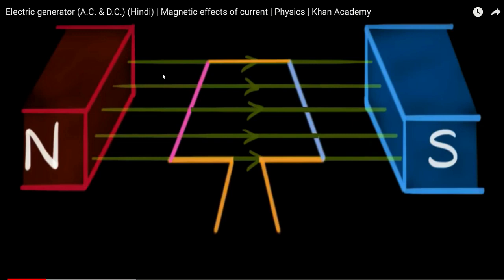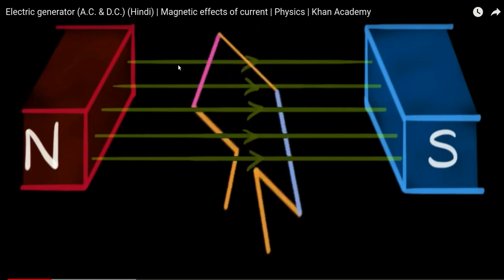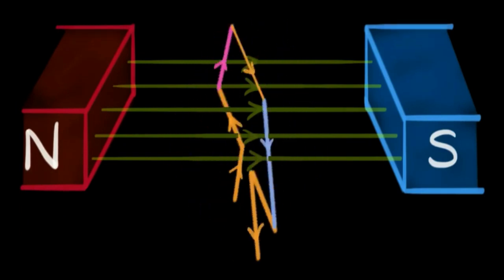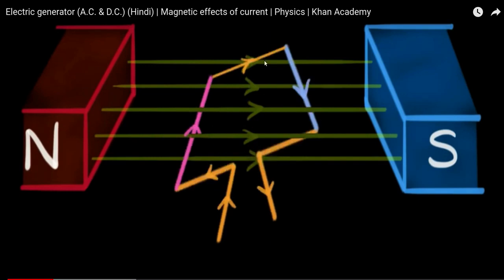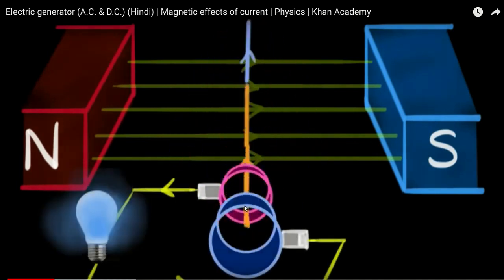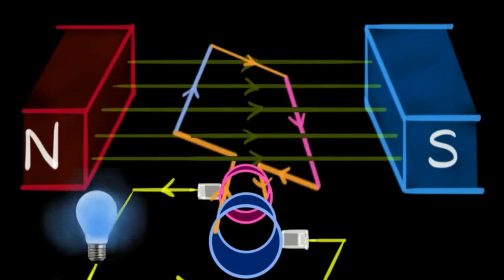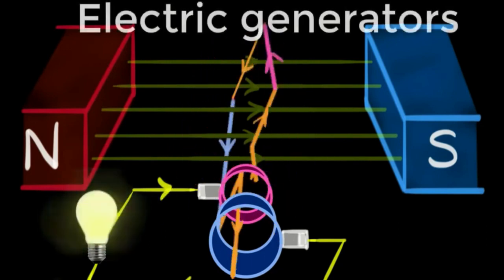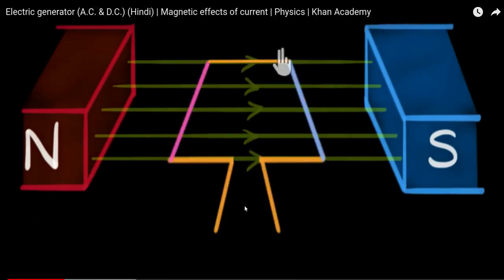So to generate the current, we are going to see what happens when we move the coil. The coil will move like this. When the coil moves like this, current is generated in it, and we are going to take that current and connect it to a smaller circuit where we will use that current to get light or whatever. So this is how it works. We will look at different aspects of the circuit very soon. So this is an electric generator.